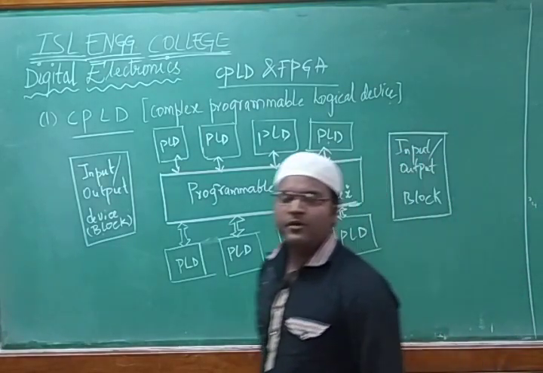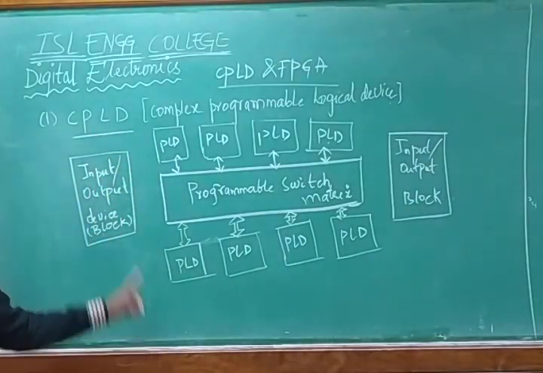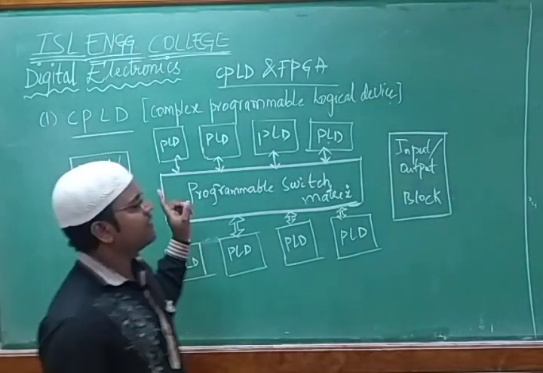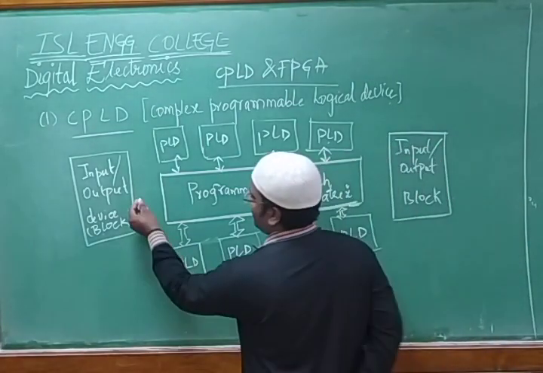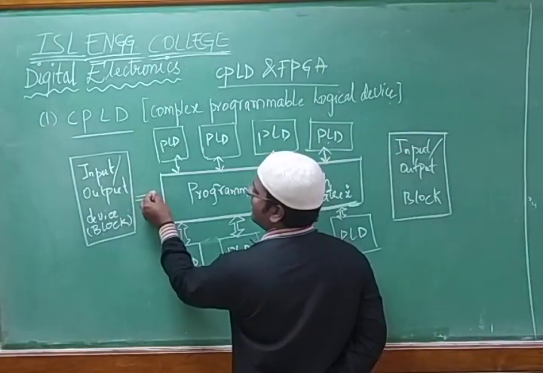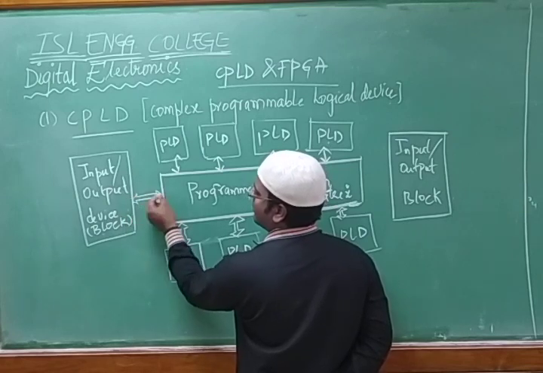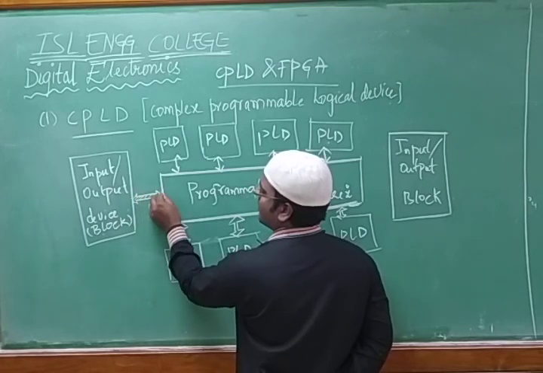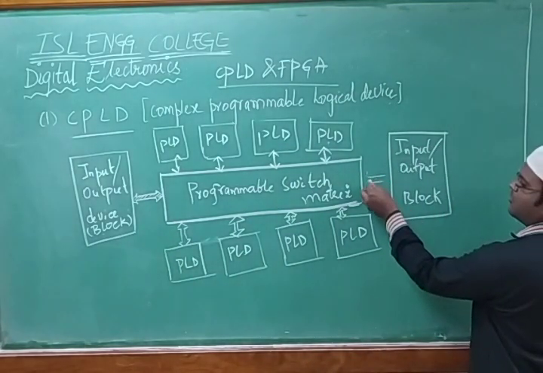This is how your CPLD has been designed. So what does the input output block take? It takes the instruction from the programmable switch matrix. It is going to interconnect with it. Interconnect in the sense that it is going to pass the instructions from it and give the instructions to the matrix. So this is also bidirectional, right? This is there, and similarly this also has input and output.